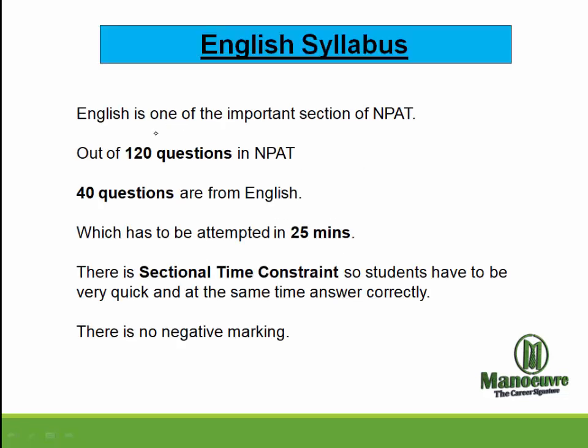It goes without saying that English is one of the most important sections of NPAT because out of 120 questions, 40 questions are based on English, which has to be attempted in only 25 minutes. So there is a sectional time constraint over here. Automatically after 25 minutes, you will jump over to another section. And there is one good news: there is no negative marking. So you have to attempt all the questions, because nobody can take away the marks for a wrong answer.